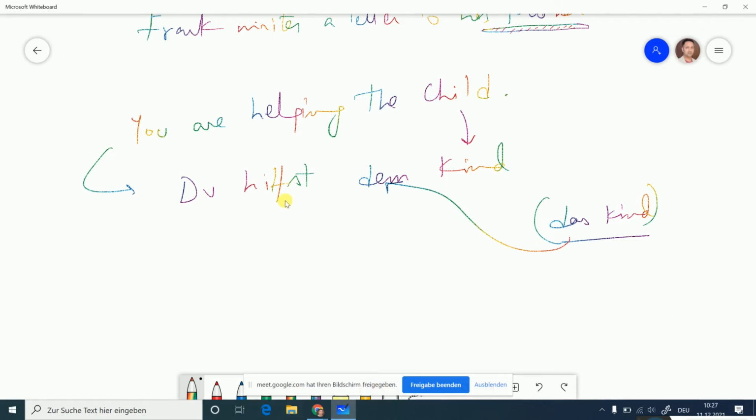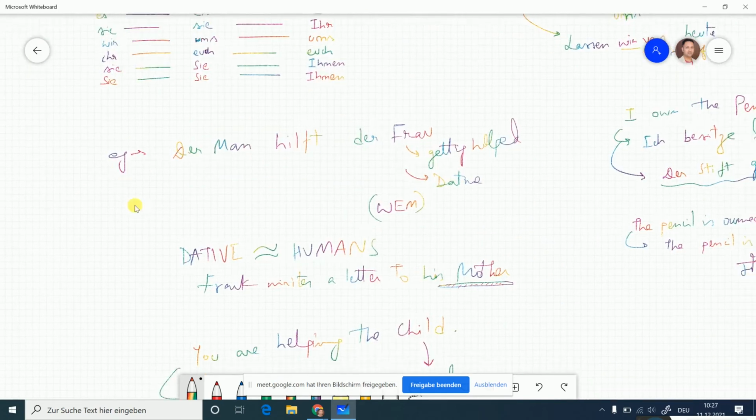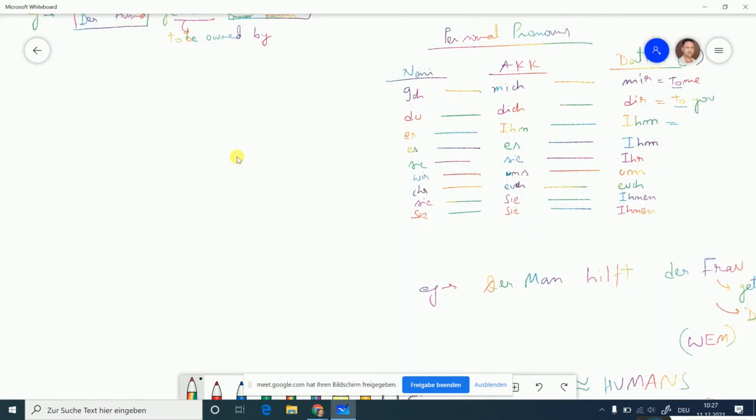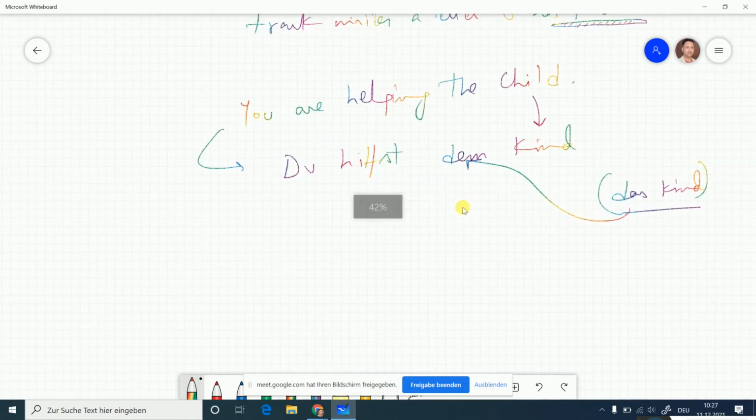Now we will cross check it within our table. Siddharth, here we are not using the sein verb, because helping is being used.